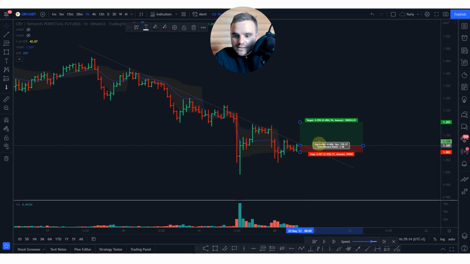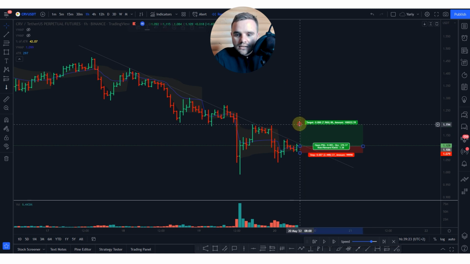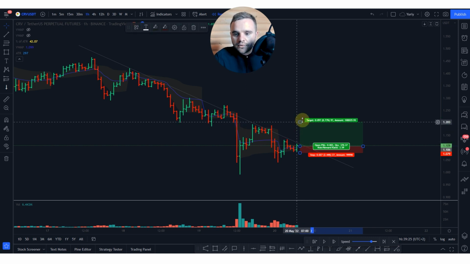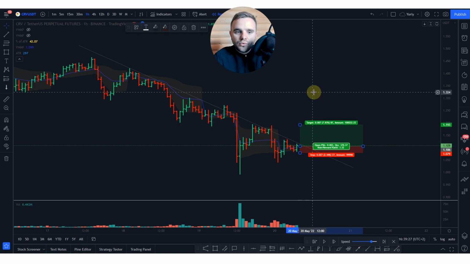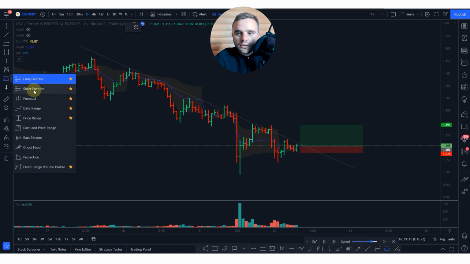It is how we set stop losses. What about take profits? Really simple. Quite often I take profit by a mathematical approach. On TradingView there is a really cool tool called the long short position, where you can calculate where to set your stop loss and take profit.